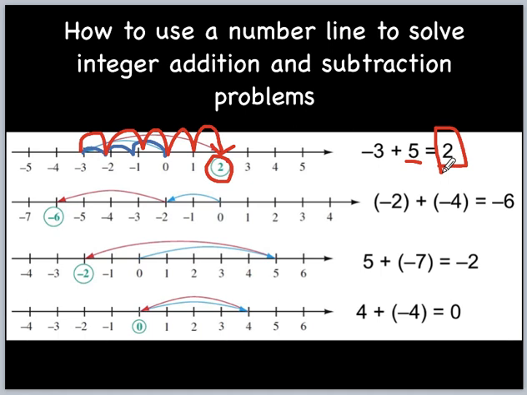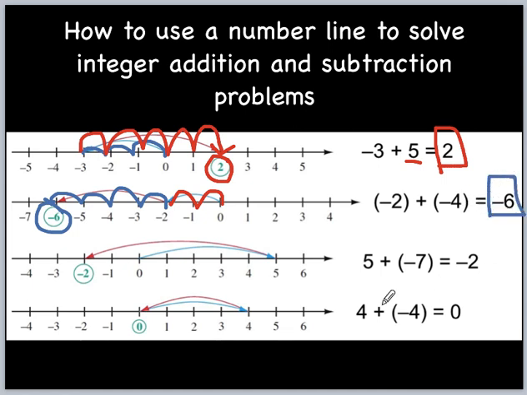So the next example is a negative 2, which is 1, 2 from 0. And then you add a negative 4. That means since this is a negative, you move to the left 4 times. So if you move to the left, that means 1, 2, 3, 4, and you land on negative 6. So negative 2 plus a negative 4 is negative 6.